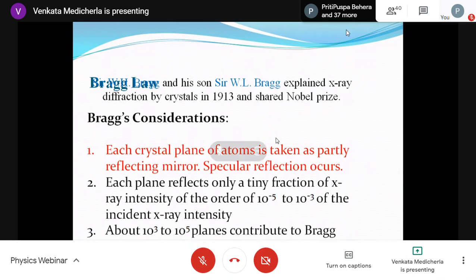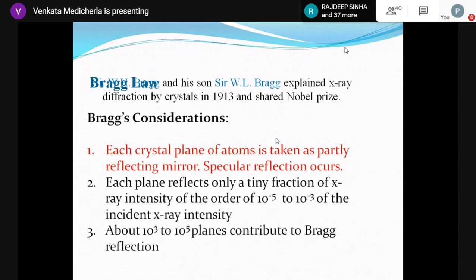That much part is only reflected. If you assume the incident intensity is 100, multiply 100 by 10 to the power of -5, that part is reflected. The rest is going in. So that means reflection is maybe only 0.0001 something. The rest is going inside, again getting reflected. At each plane, this much amount is reflected.